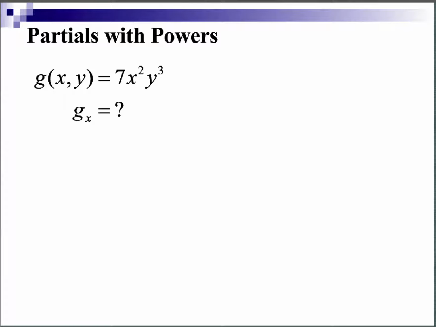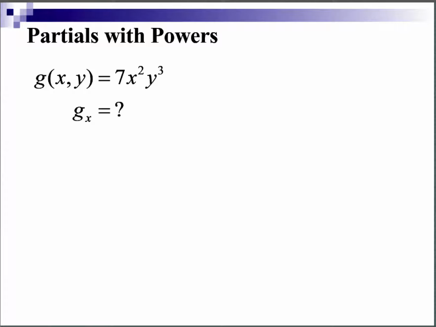Now this function has one term, but it's made up of three factors. The three factors are 7, x squared, and y cubed. So you can think of this as 7 times x squared times y cubed. So if we take the partial derivative with respect to x, then y behaves like a constant. And in particular here, y cubed behaves like a constant.